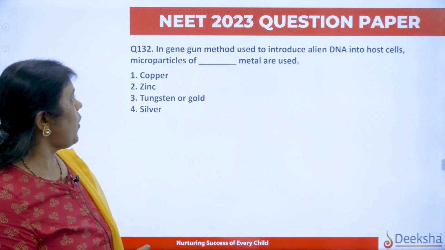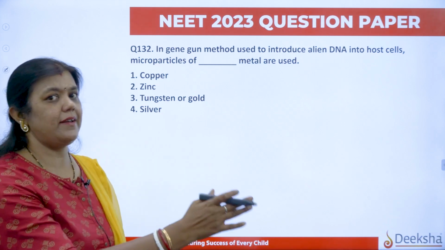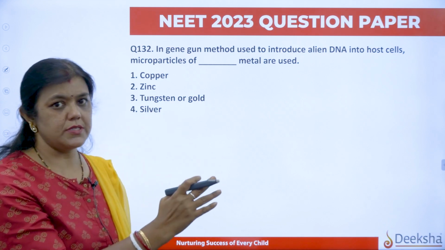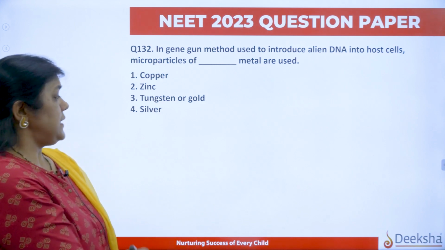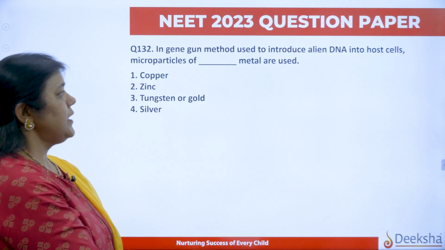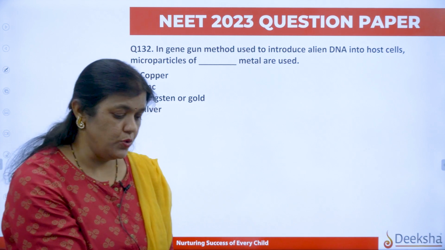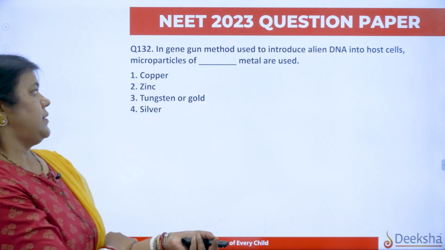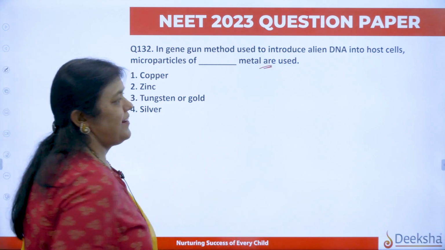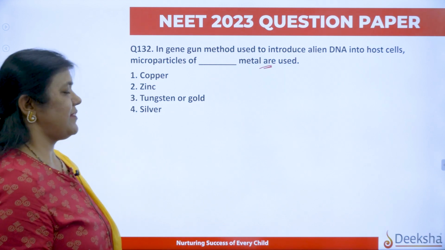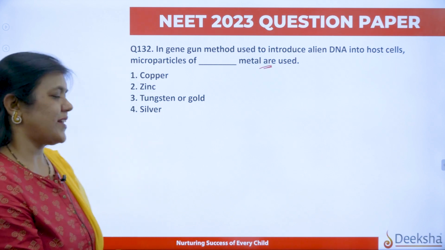Next question, let's go. 132. Okay. Again, a very straightforward question. Just directly NCERT line and very important concepts. The question is, in gene gun method to introduce alien DNA into the host cell, microparticles of dash metal are used. Dash metals are used. So, okay, can you see here? They have also given a clue over here. They have used dash metal are used. So, I mean, there can be more options, but here the correct option is tungsten or gold. So the correct option is option 3.